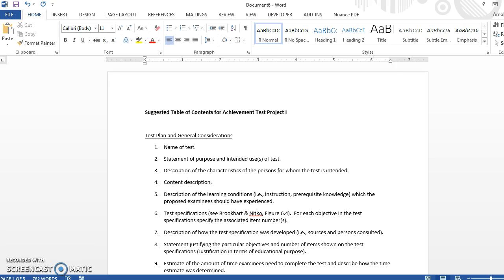And the purpose and the intended uses for the test. Is this going to be a formative test, a summative test? Well, hopefully it's a summative test. But why are you using it? Is it tied to standards? Is it tied to district standards? Is it tied to whatever that you're using? Why are you doing this?